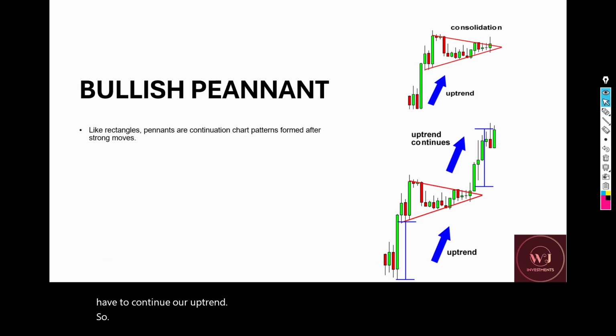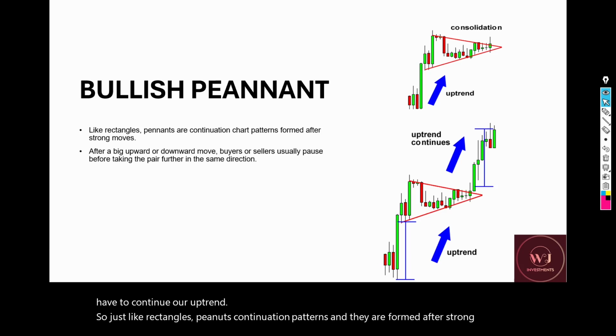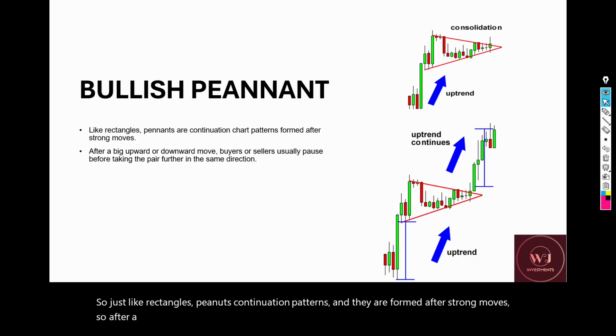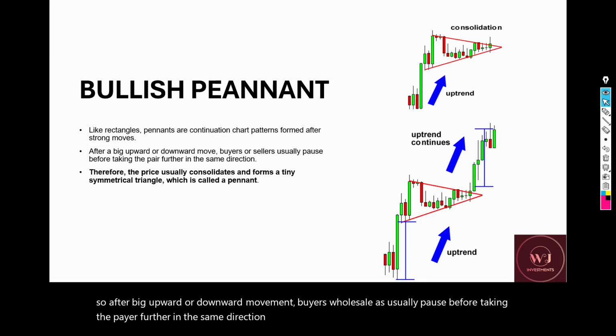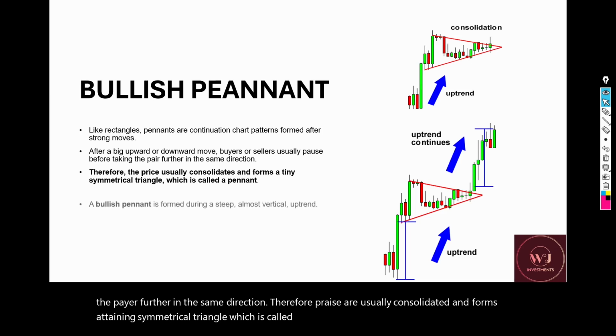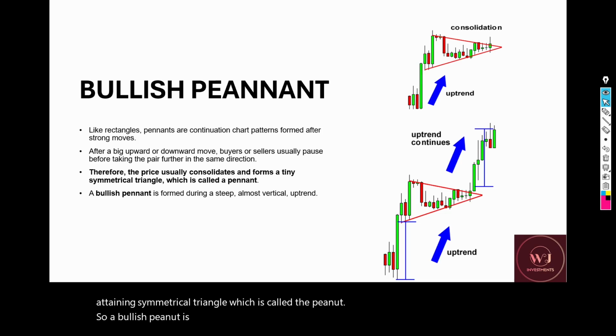So just like rectangles, pennants are continuation patterns, and they are formed after strong moves. After a big upward or downward movement, buyers or sellers usually pause before taking the pair further in the same direction. Therefore, price usually consolidates and forms a tiny symmetrical triangle, which is called the pennant. So a bullish pennant is formed during a steep, almost vertical uptrend. So that's what we have been talking about.